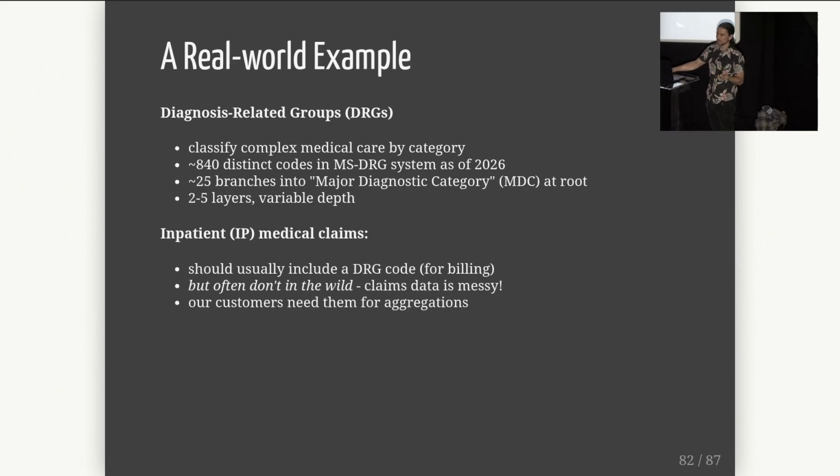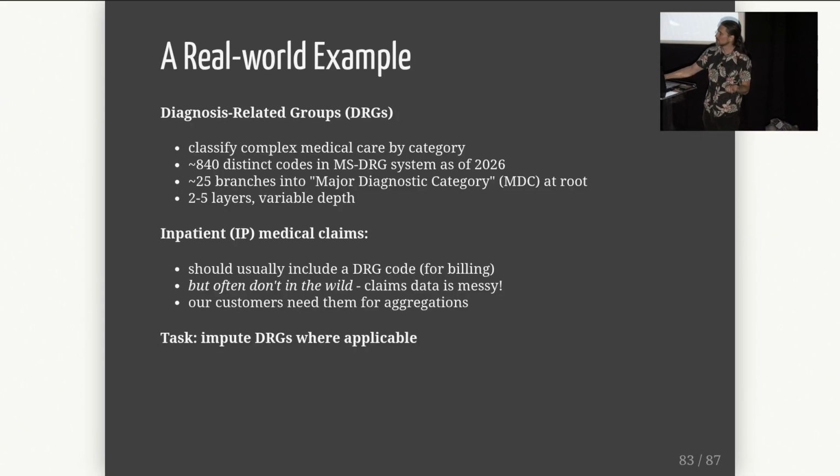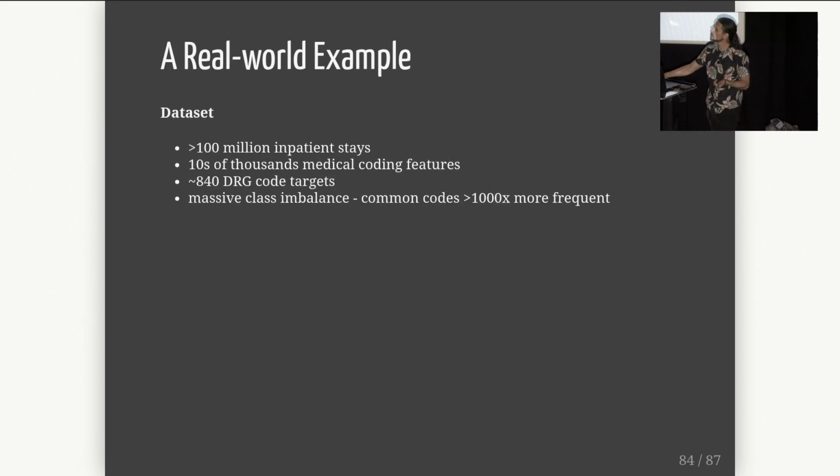Inpatient medical claims are supposed to have these, but if you've ever worked with medical claims data, you know it's super messy. People don't fill in fields. There's fraud. There's people trying to hedge their bets in billing and make the insurance company argue with them about what the right code is. So it's not filled in all the time. It's actually missing a lot. And our customers need them for aggregating care across categories, so we need to impute them, where they're applicable. Again, they don't apply anywhere but inpatient claims.